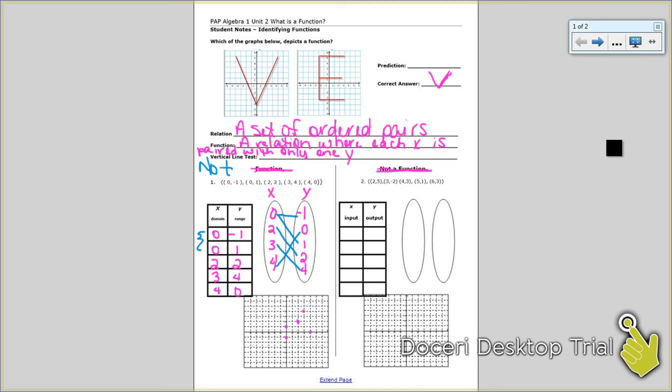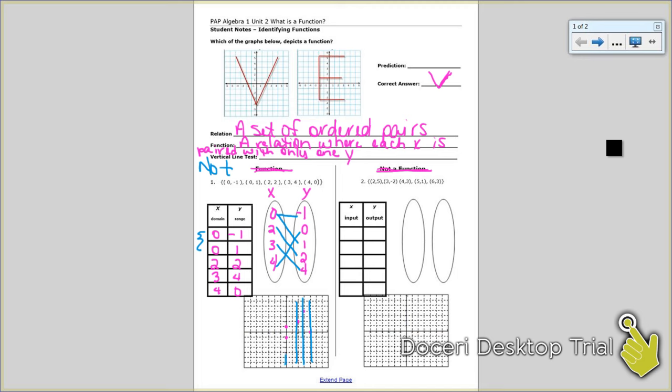Vertical line test says if you put a vertical line anywhere on the graph you have created, if it ever passes through the graph in more than one point, then you do not have a function. And so what that is saying is if I were to draw a vertical line right here through that point that I drew on my graph, it only goes through one point. So far I'm good. If I draw a vertical line here, it still also passes through only one point. Here, it just passes through one point.